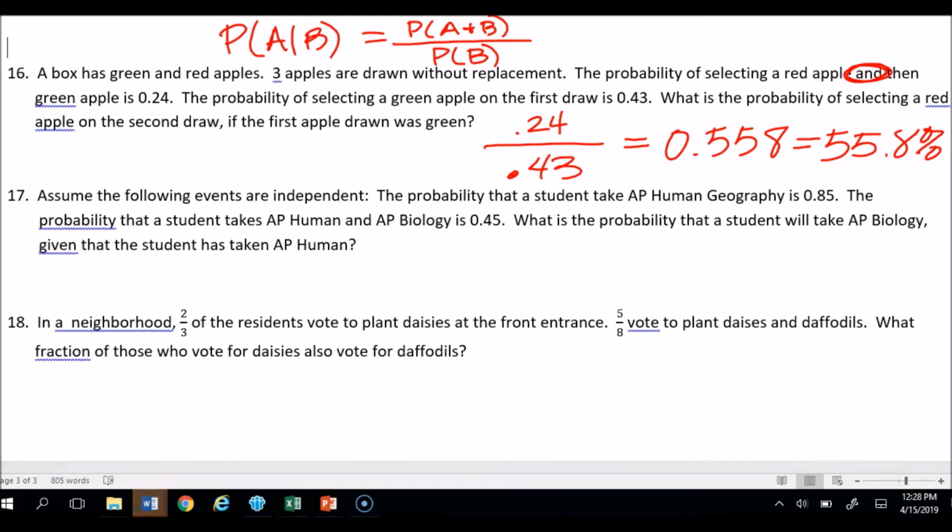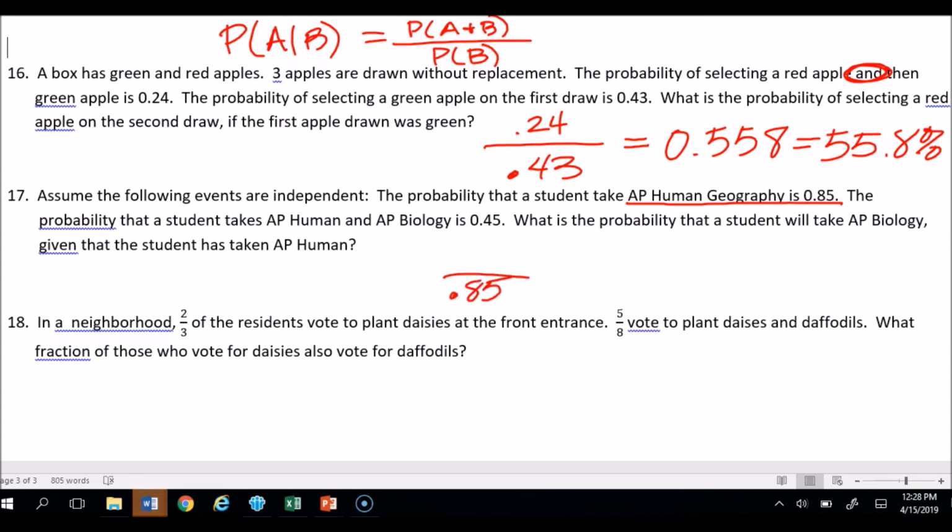Down here on number 17, assume the following events are independent. The probability that a student takes AP Geography is 0.85, and the probability that a student takes AP Human and Biology is 0.45. What is the probability that a student will take AP Biology given that the student has taken AP Human? So again, we've got to find our and one. So the first statement here, the probability the student takes AP Human, that's an individual probability. So I know that's going to go on the bottom.